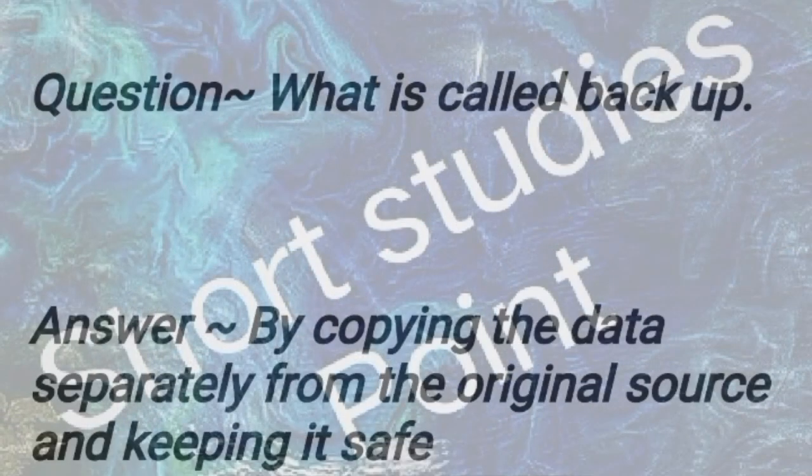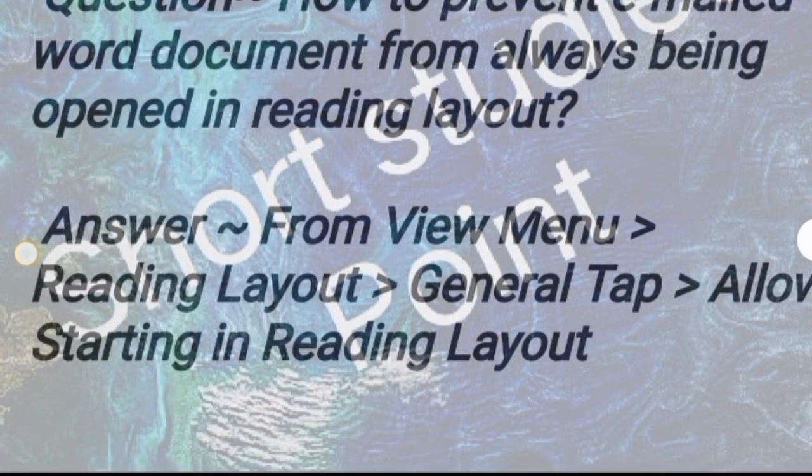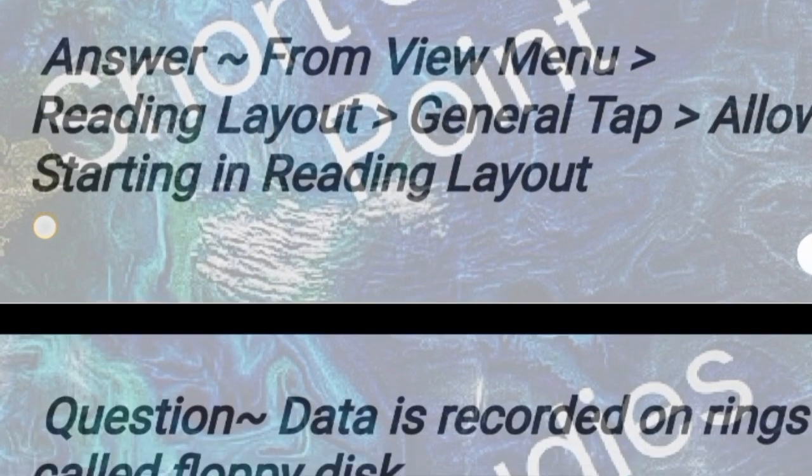Question: what is called a backup? Answer: by copying the data separately from the original source and keeping it safe. Next question: how to prevent a mailed Word document from always being opened in reading layout? Answer: from view menu, reading layout, journal tab, allow starting in reading layout.